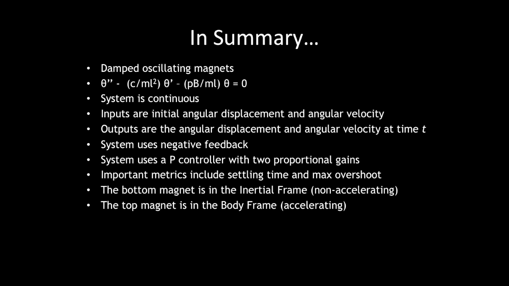In summary, our system is a pair of damped oscillating magnets. Our governing equation of motion is theta double dot minus c over ml squared theta dot minus pb over ml squared theta equals 0. Our system is continuous.